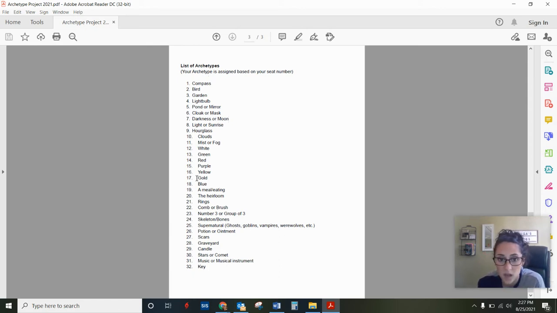After that, I did want to say if you are seat 23, number 3 or group 3, that does not mean you look at number 3 here. That means legitimately the number 3 is your archetype. There's a lot of symbolic meaning behind numbers. So the number 3 is the one that you are going to break apart. And I do suggest for number 3 specifically typing in archetype of number 3.